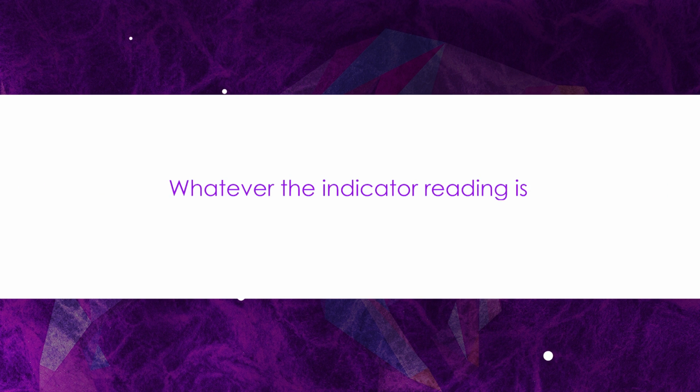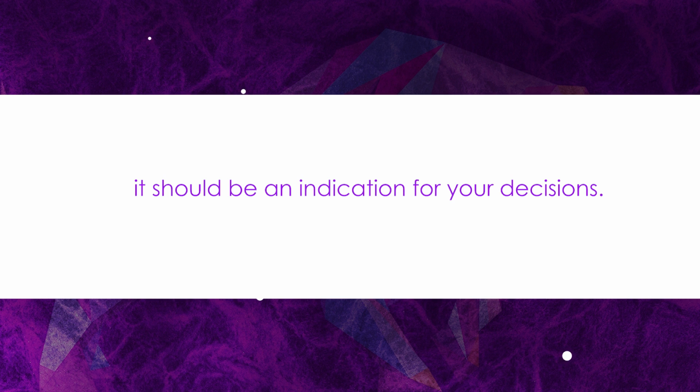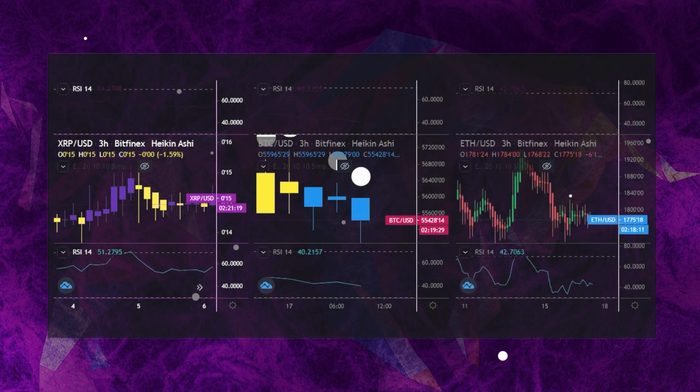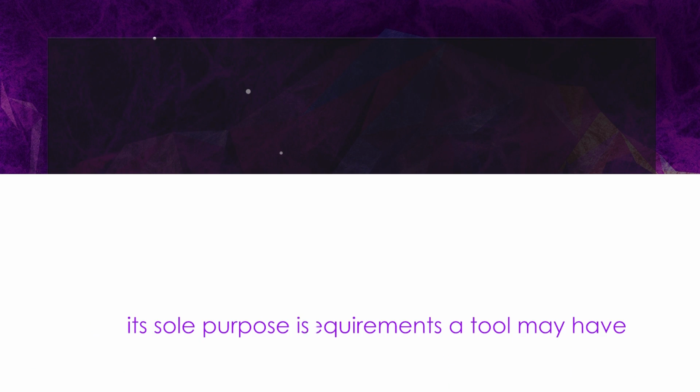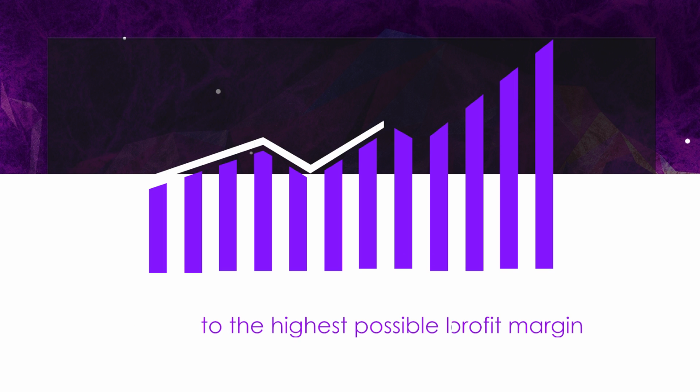Whatever the indicator reading is, it should be an indication for your decisions. Trading tools have one fundamental importance, which is to help maximize profits for a trader. They are either used to prevent any possible loss or to increase profits. Whatever technical requirements a tool may have, its sole purpose is to grow the profit margin to the highest possible levels.